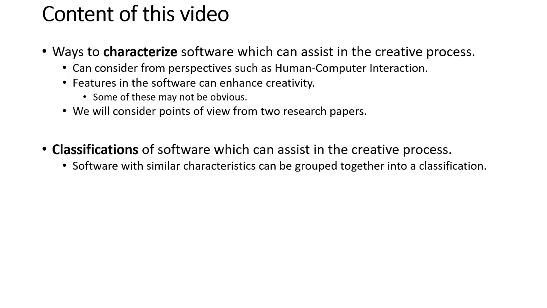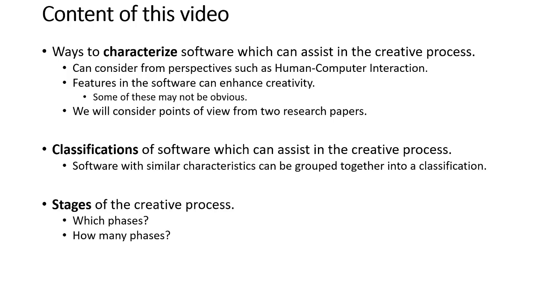Next, we will consider classifications of software which can assist in the creative process. So several or multiple pieces of software which share similar characteristics can be grouped together to form a specific classification. Next, we will discuss the stages of the creative process, and we'll specifically look at two comprehensive literature reviews which actually demonstrate which phases of the creativity process software is often used in and how many phases they're used in.